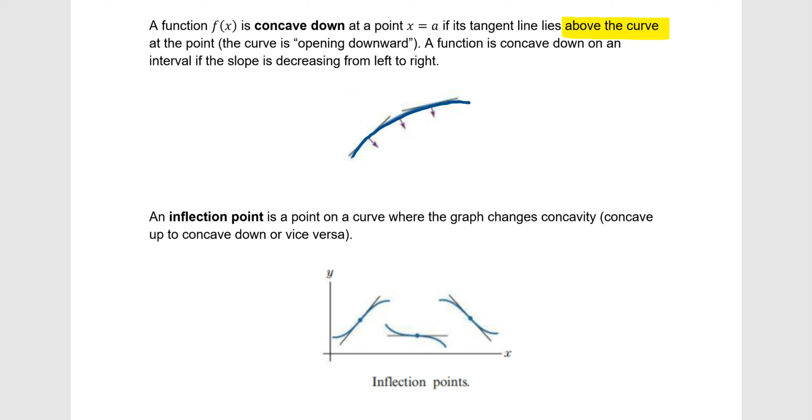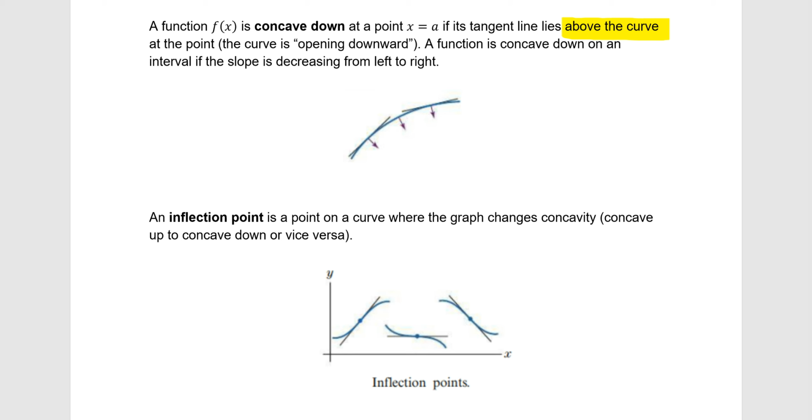And we see that if we put a tangent line at some points, the tangent line is above the curve, meaning that it is concave down. And we can also see that the slopes of the tangent lines are decreasing, which means the slope is decreasing from left to right.